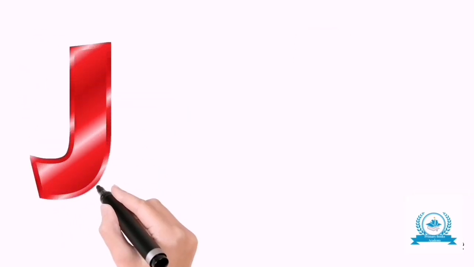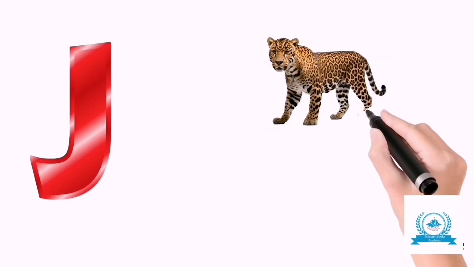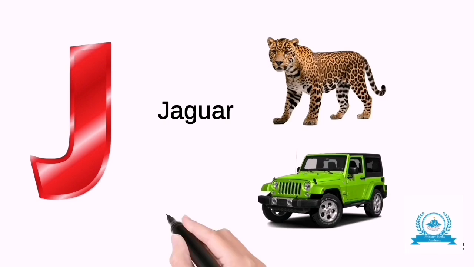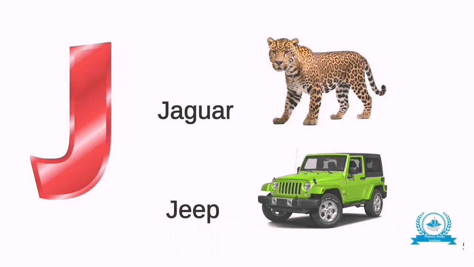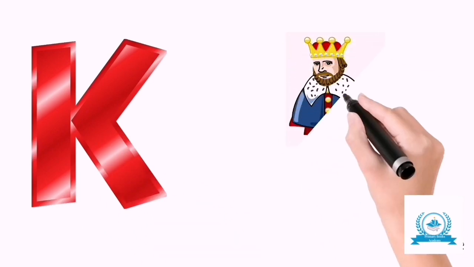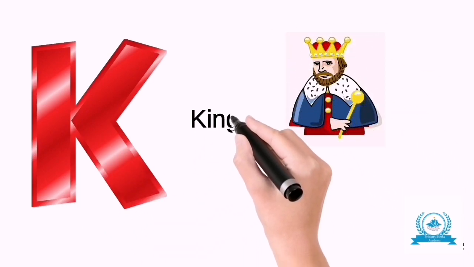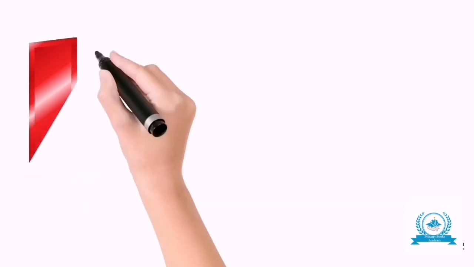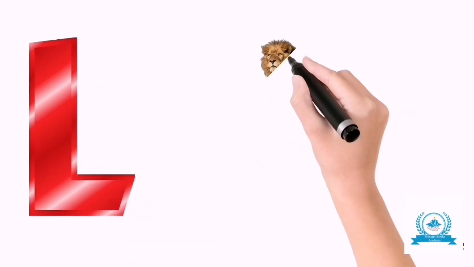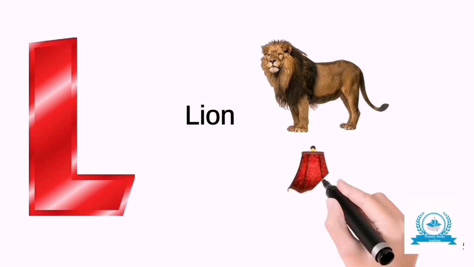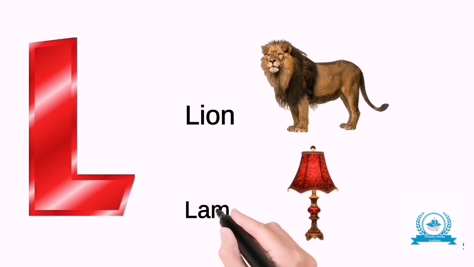J for jaguar. J for jeep. K for king. K for key. L for lion. L for lamp.